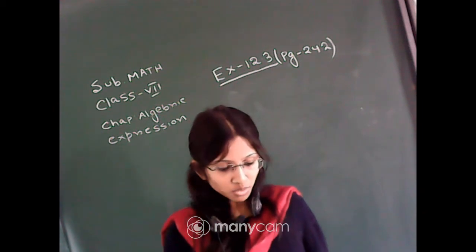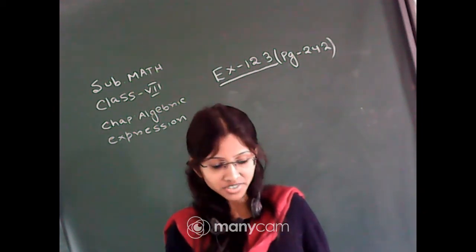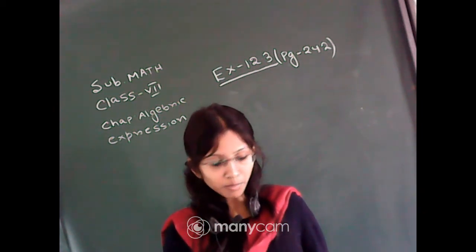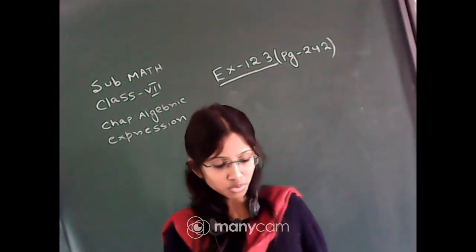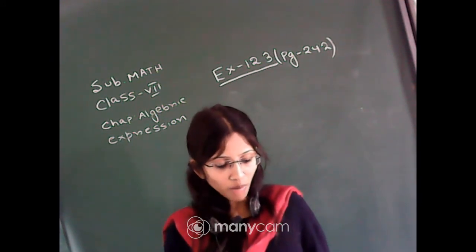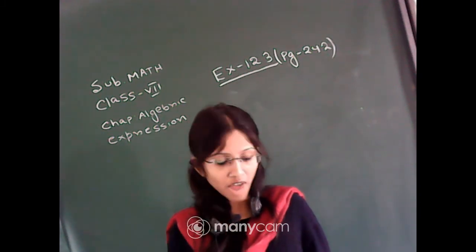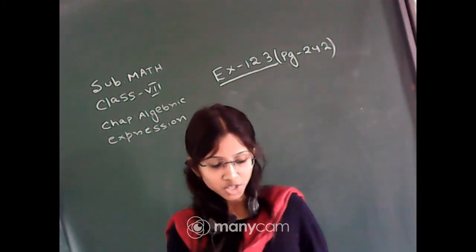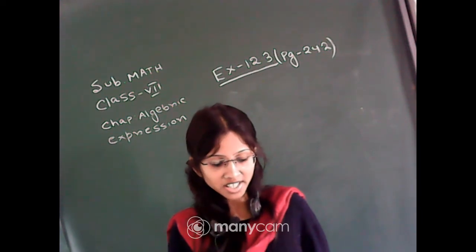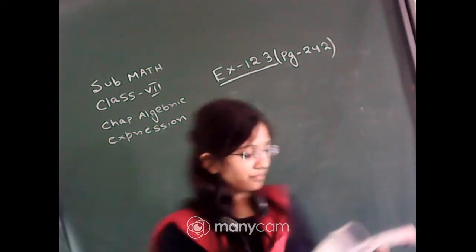Today we will do the exercise 12.3. Exercise 12.3 page 242. First question 1-4. If m is equal to 2, find the value of the expression 3m square minus 2m minus 7.